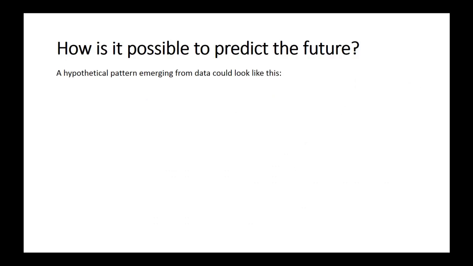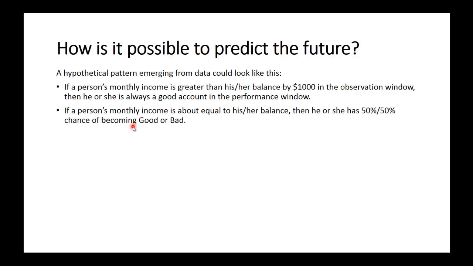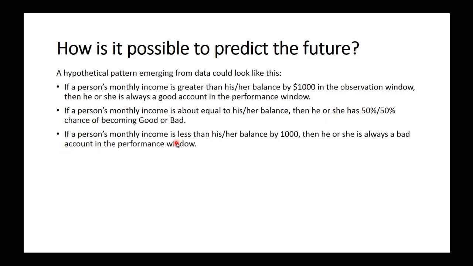A hypothetical pattern emerging from data could look like this. If a person's monthly income is greater than his or her balance by $1,000 in the observation window, then he or she is always going to be a good account in the performance window. If a person's monthly income is about equal to his or her balance, then he or she has a 50% chance of becoming good or bad. If a person's monthly income is less than his or her balance by $1,000, then he or she is always going to be a bad account in the performance window. We can then use this kind of pattern for prediction.